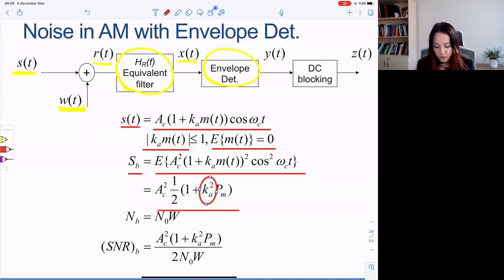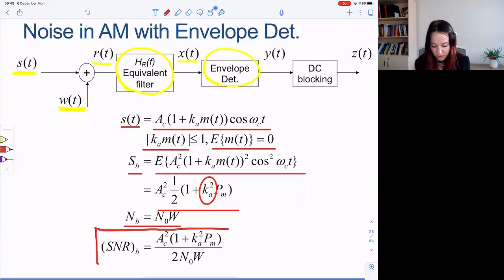Now, how about the baseband noise? We've been through the computation for this many times. As you know, we're multiplying N0 over 2 by 2W. And as a result, it gives us N0 W. Okay, so the SNR baseband is then computed as Ac squared (1 + Ka squared Pm) over 2 N0 W.